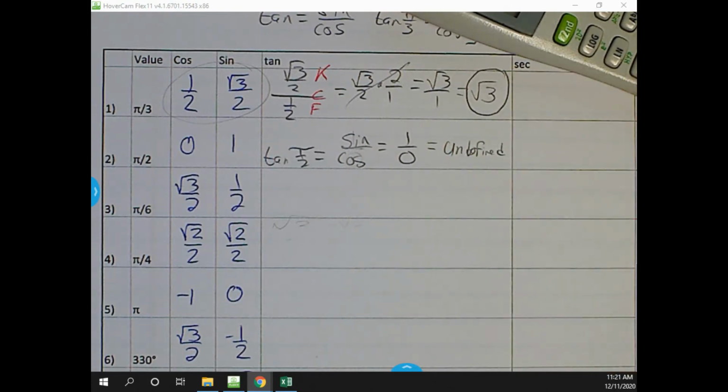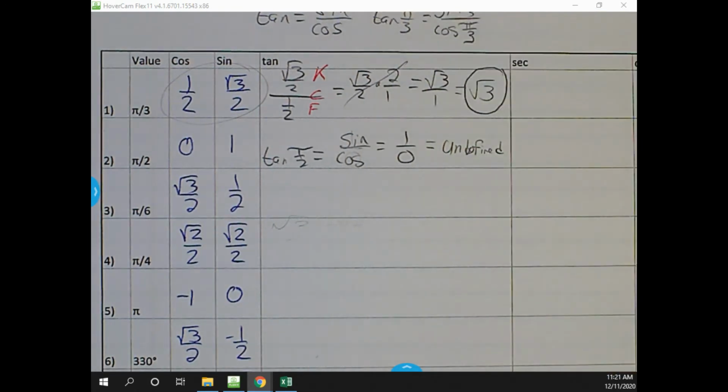So again, if you get to this point, if you get zeros and ones, just go back in and check it. And if you're not sure, just do a quick double check to make sure you get what it is that you need to do.